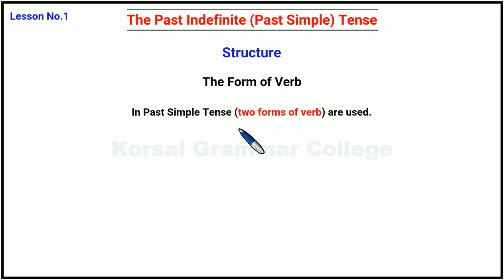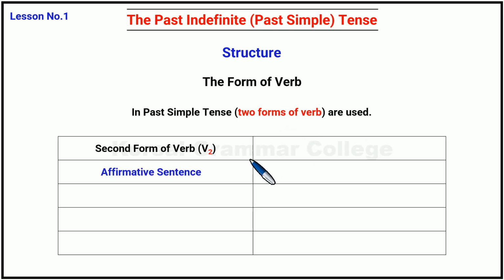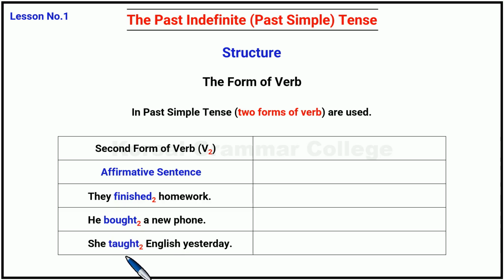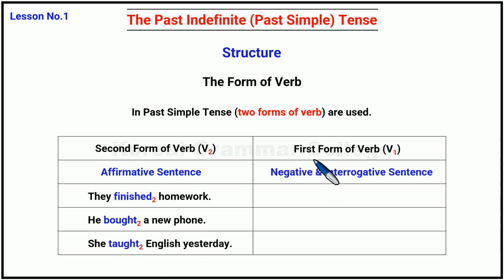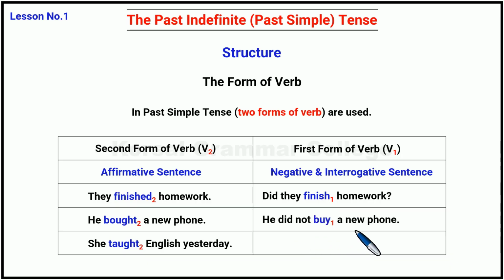In past simple tense, 2 forms of verb are used. Second form of verb is used for the formation of affirmative sentences. For example, they finished homework. He bought a new phone. She taught English yesterday. First form of verb is used for the formation of negative and interrogative sentences. For example, did they finish homework? He did not buy a new phone. She did not teach English yesterday.